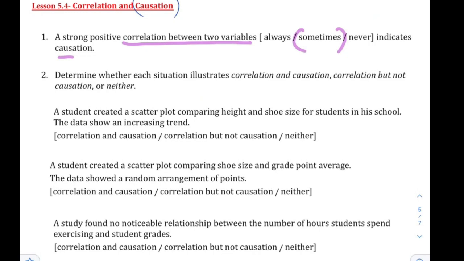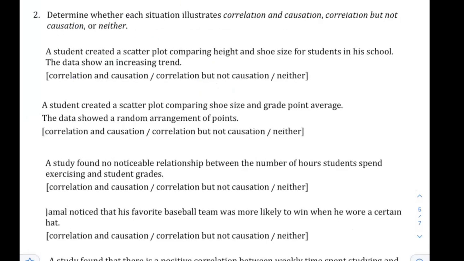Let's see number 2. Determine whether each situation illustrates correlation and causation, correlation but not causation, or neither. Let's see number 1. A student created a scatter plot comparing height and shoe size. This is the height of the student and his shoe size. The data shows an increasing trend. Okay, after the statistics we see the increasing trend.